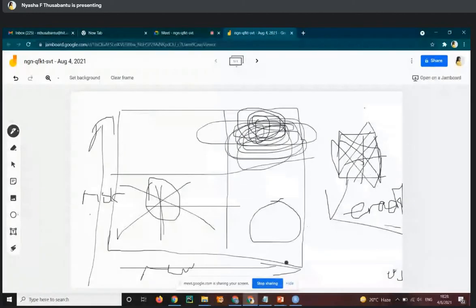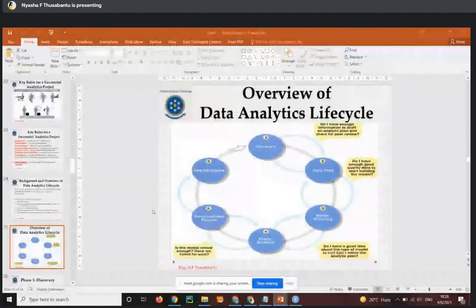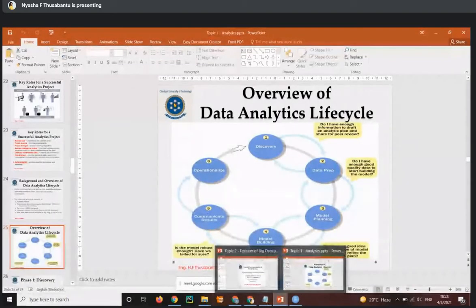So that when you reach the stage of communication of results, you know exactly, okay, the reason why this model came up like this is because, number one, the data that you gave me was like this. So given the data that you gave me, I managed to come up with such a model.